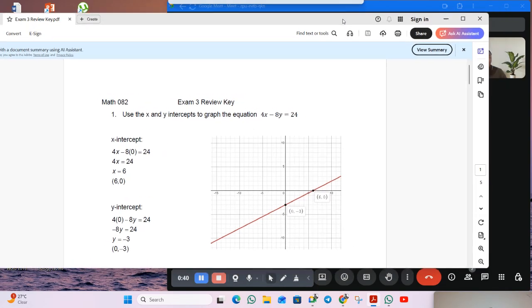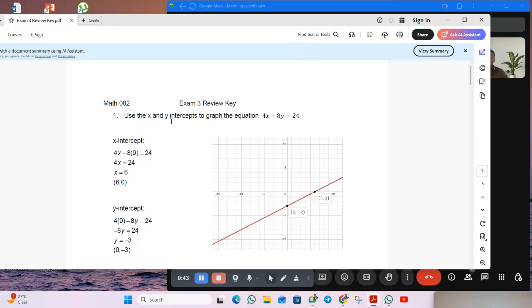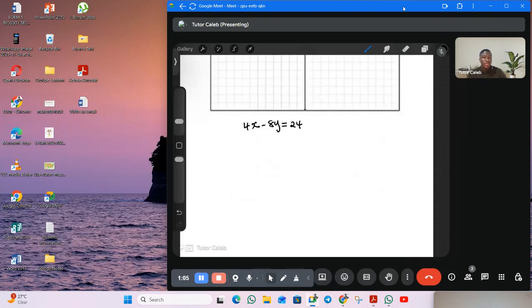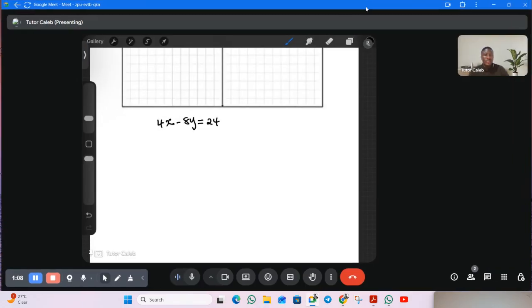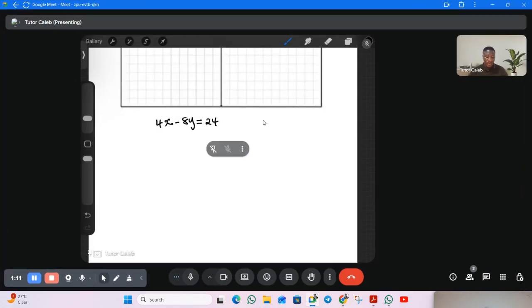Question 1 says, use the x and the y intercept to graph the equation 4x minus 8y equals 24. So we have the equation 4x minus 8y equals 24. That's the equation that we have. This is a linear equation. Now, a linear equation in the standard form. The standard form is ax plus by equals c.